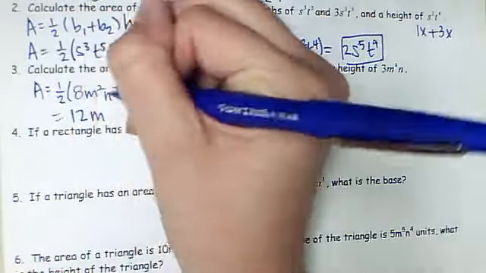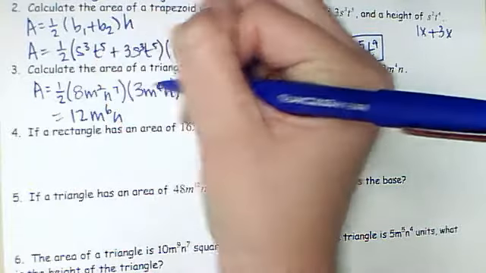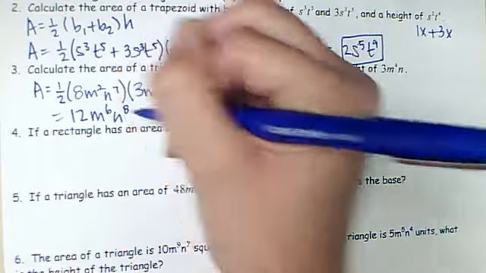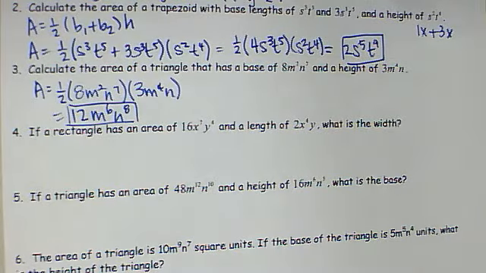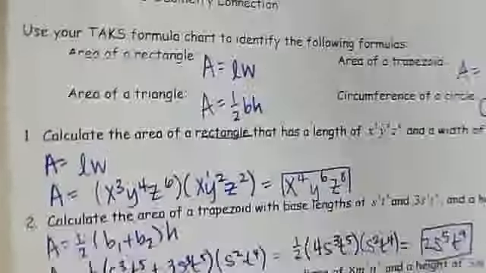How many m's do I have? 2 plus 4 is 6, and n, 7 plus 1 is 8. So my answer is 12m to the 6th, n to the 8th. I'm going to skip down a little bit and just pick another one to look at.